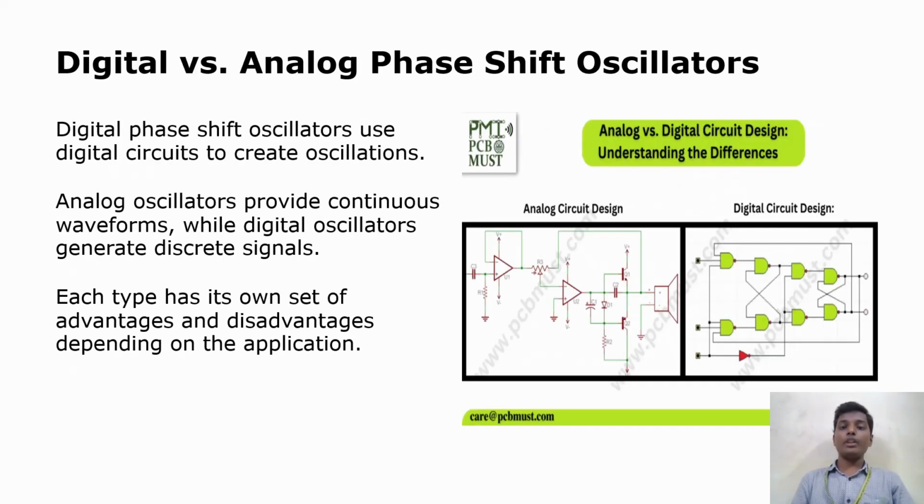Digital versus analog phase shift oscillators. Digital phase shift oscillators use digital circuits to create oscillations. Analog circuits provide continuous waveforms while digital oscillators generate discrete signals. Each type has its own set of advantages and disadvantages depending on the application.